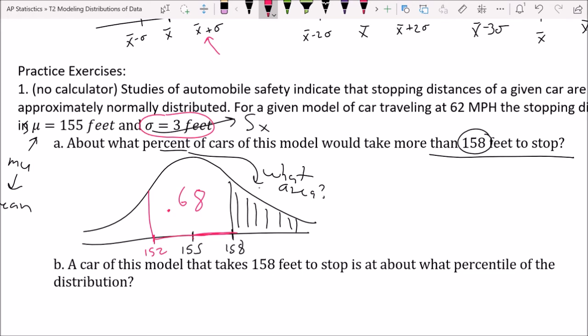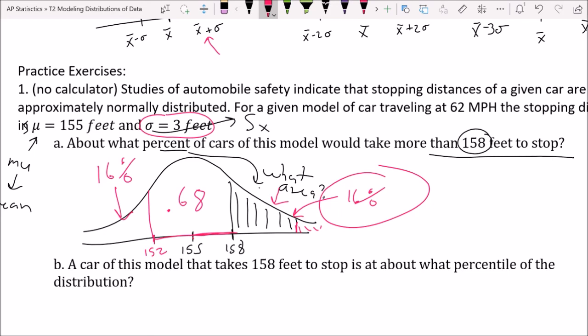And since this graph is symmetrical, this area over here matches this area over here. Well, if 0.68 is on the inside, then the complement of that must be on the outside. That's 32%, which means that there's 16% right here and 16% right there. And this does keep shading all the way out. I didn't mean for it to look like it stops there. So what's our answer? 16%. 16% take more than 158 feet to stop.